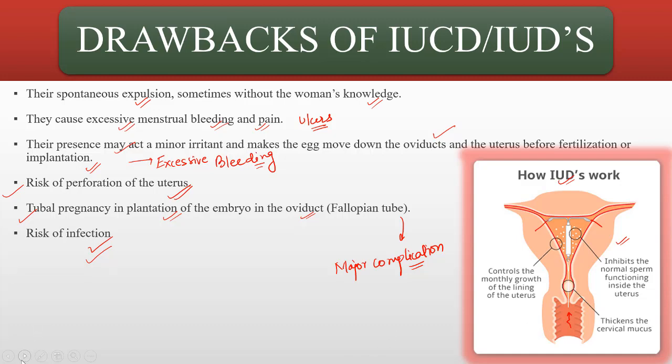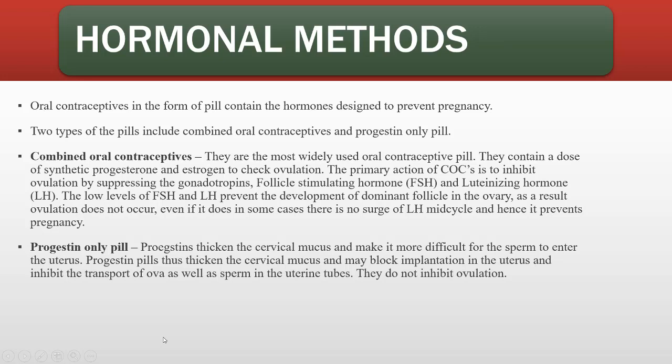Now coming to the next, hormonal methods. What are the different hormonal methods? Oral contraceptives in the form of pills contain hormones designed to prevent pregnancy. So oral contraceptives in the form of pills basically contain hormones which are designed to prevent pregnancy. There are two types of pills: combined oral contraceptives and progestin-only pill. Okay, first is the combined oral contraceptive, and the second is progestin. So basically hormonal methods include oral contraceptive methods, that are pills, which are designed to prevent pregnancy.